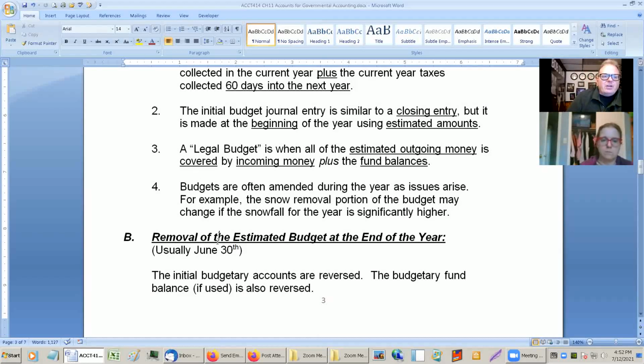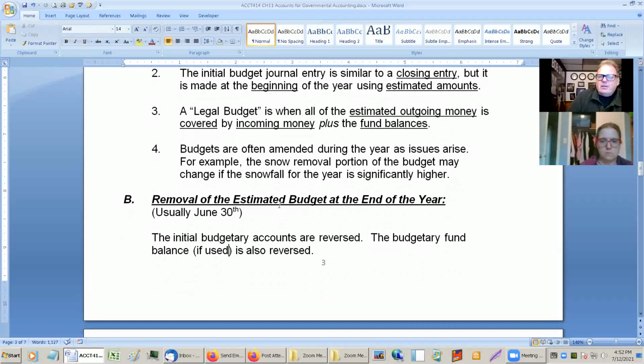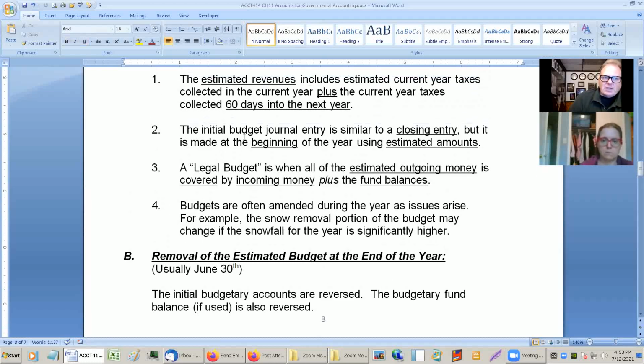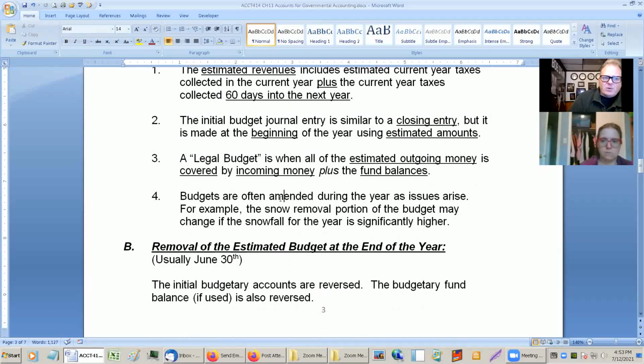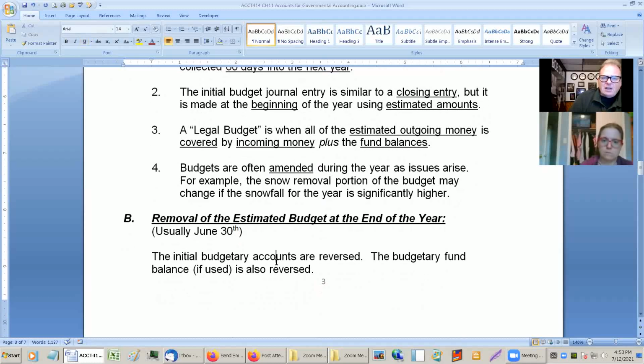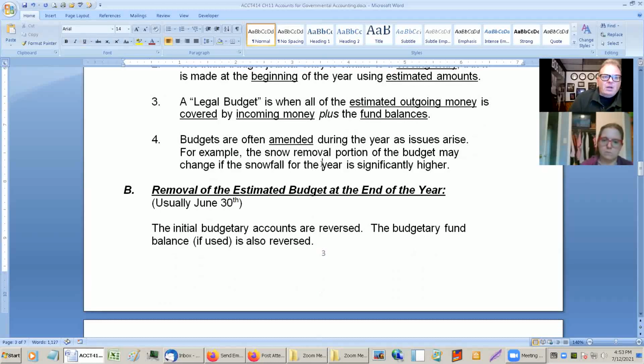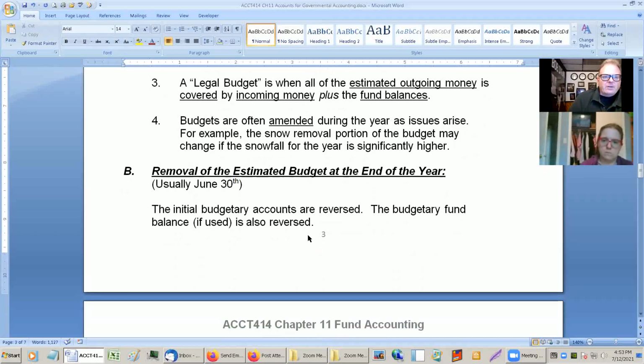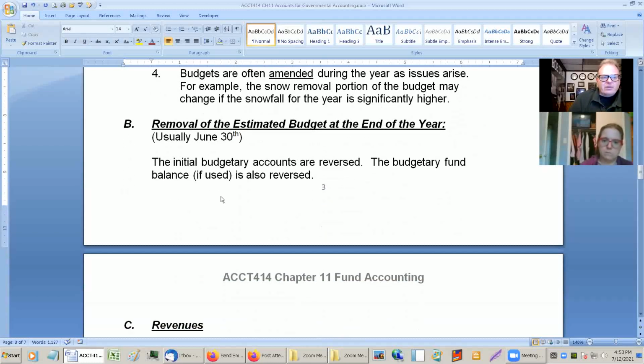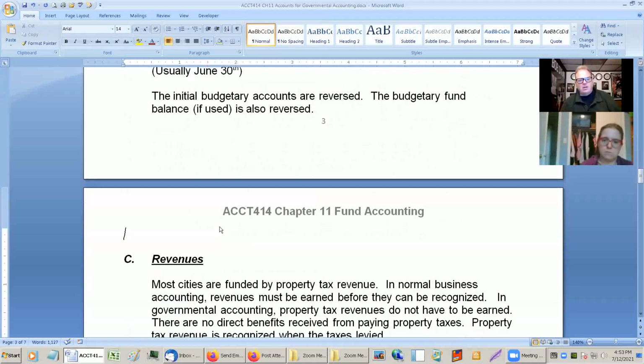The removal of the budget at the end of the year might sound like, well, why do you do this in the first place? But they have to put a legal budget on the books, and at the end of the year, we'll reverse it out. Whatever was on the books initially, and whatever the amendments were, will all be reversed out at the end of the year and compared to the actual. Usually on June 30th, they will reverse those out.